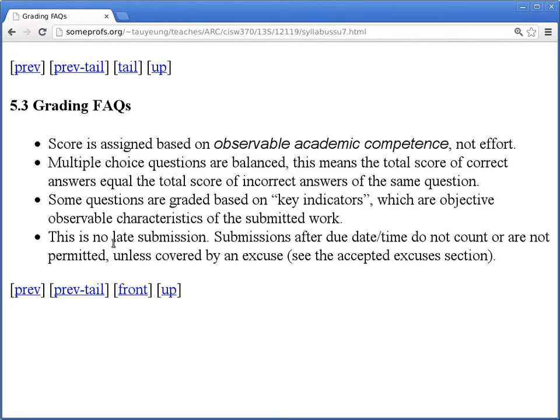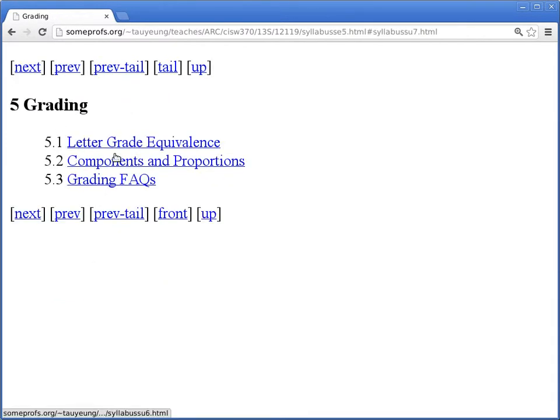In this class, there are no late submissions. In other words, when there's a due date, the due date is absolute unless it is excused. That's grading.